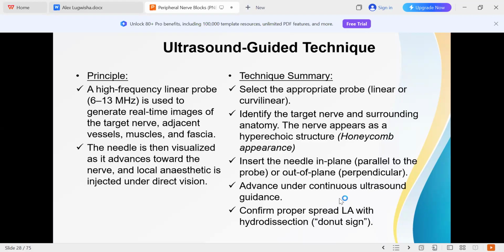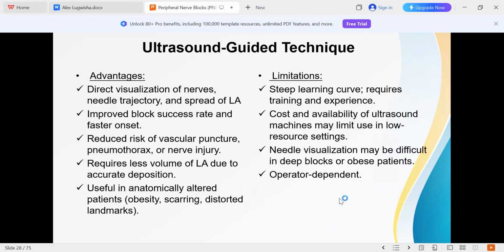So once you are able to identify the honeycomb appearance of the nerve, you want to first of all give about 1 to 2 milliliters of normal saline, and you'll see the donut sign, the nerve will swell up, or what we call hydrodissection. You want to do this before you deposit your local anesthetic agent. And once you do that, you'll see the nerve spread out, the local anesthetic agent spreading around the nerve.